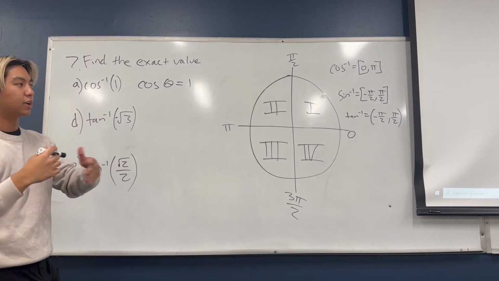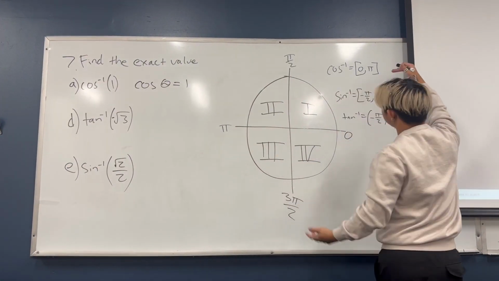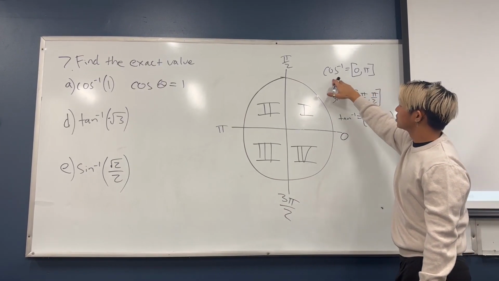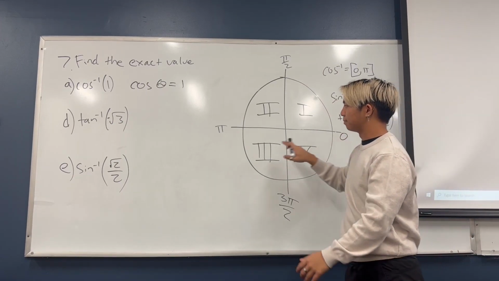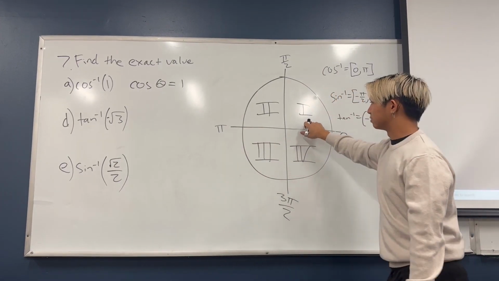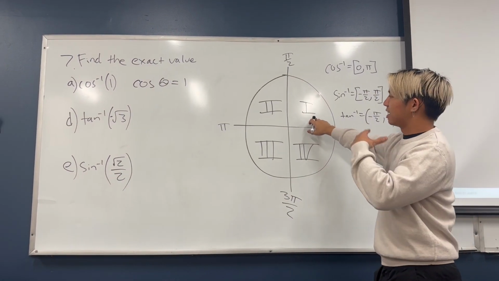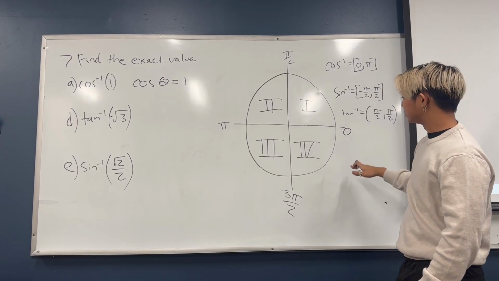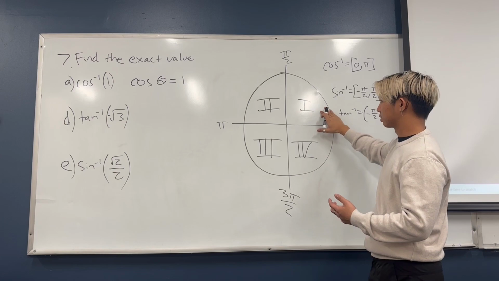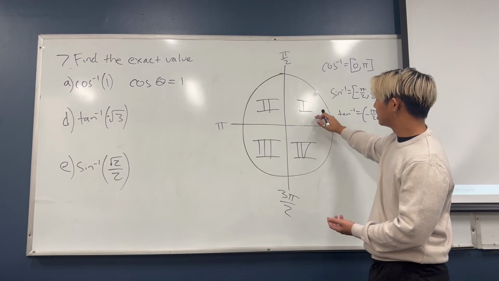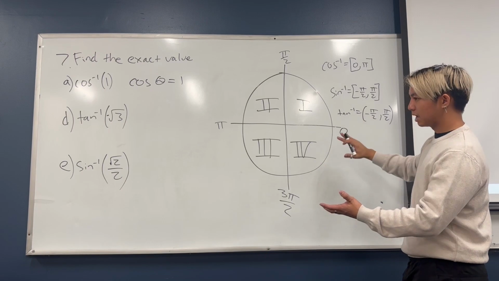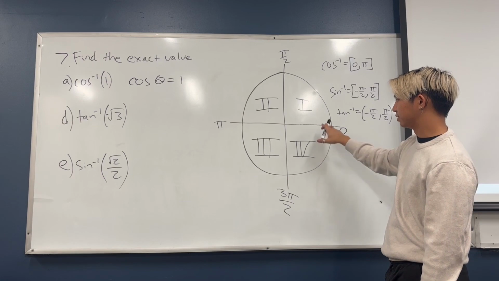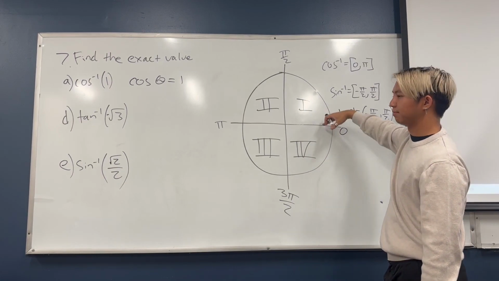A little refresher: when we're dealing with inverses, there are domains associated with each respective function. For cosine, its inverse falls between 0 and pi. So our positive values of cosine are in quadrant 1, and our negative values are in quadrant 2. Sine is negative pi over 2 to pi over 2, so essentially quadrant 1 or 4. Our negative values are down here, our positive values up here. Tan is the same gist: our tan is negative down here, and positive up here.